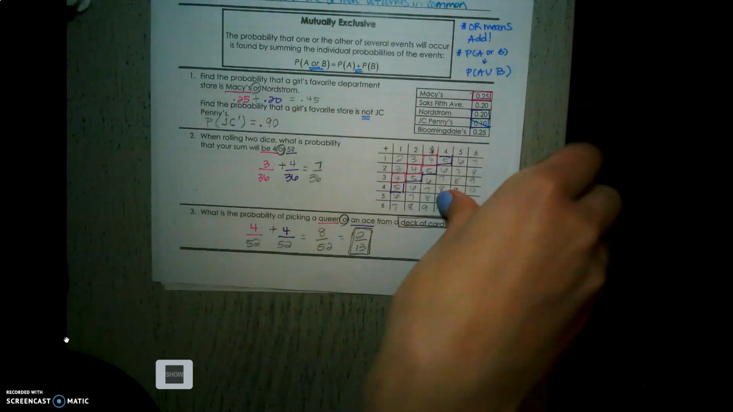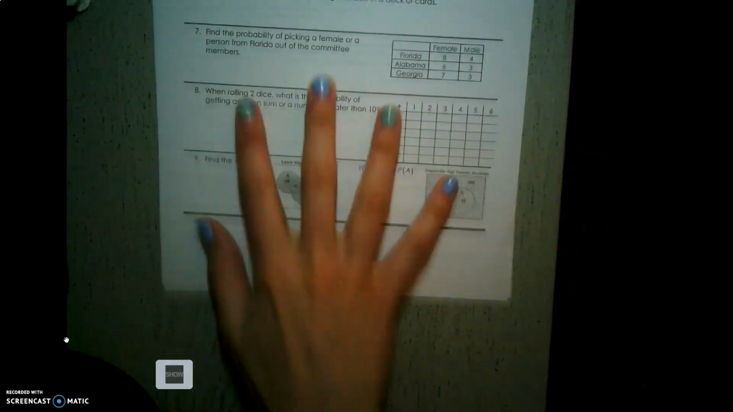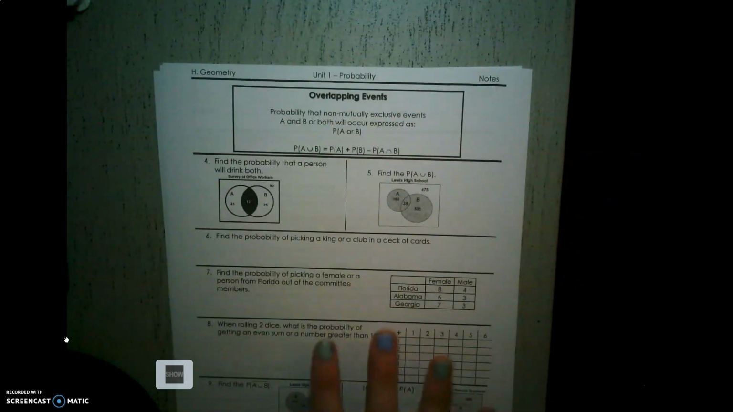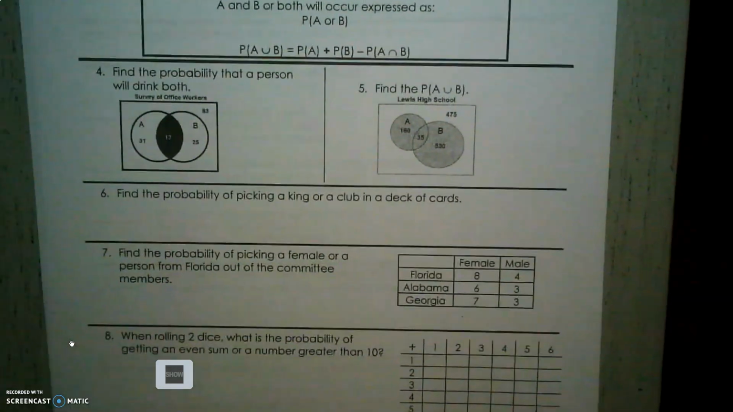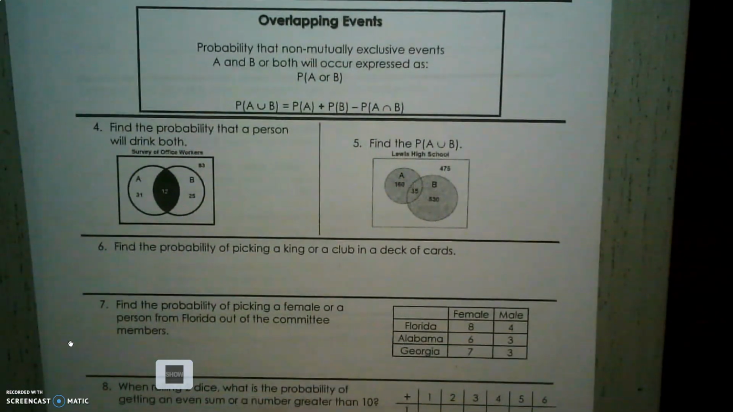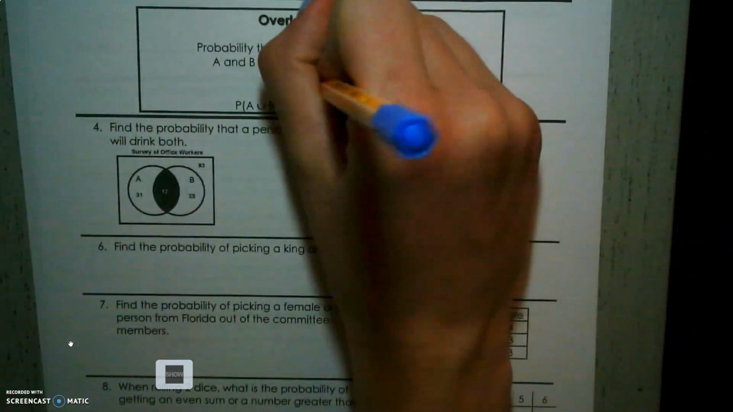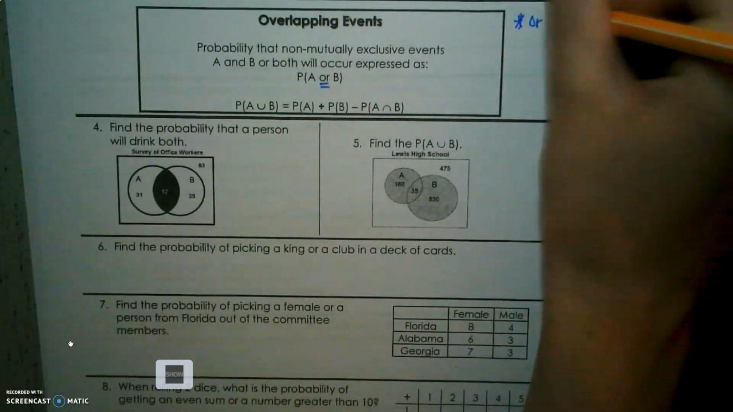Let's look at overlapping events now. Overlapping events, zoom back in. Overlapping events is the probability that non-mutually exclusive events A and B or both will occur. So we still see this word or. Okay, so again, reminder, or means to add.